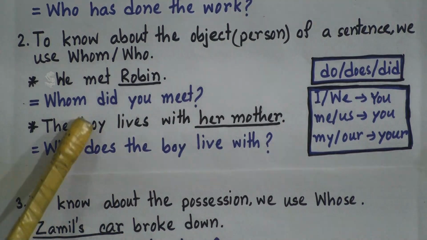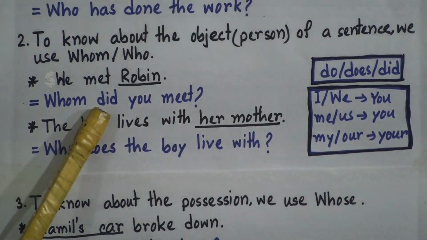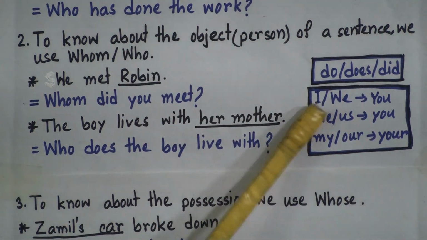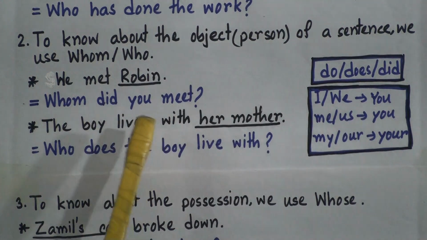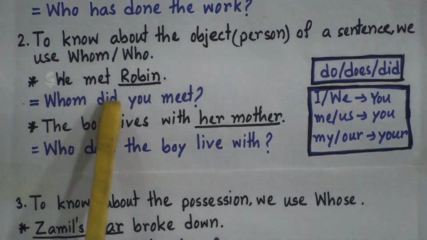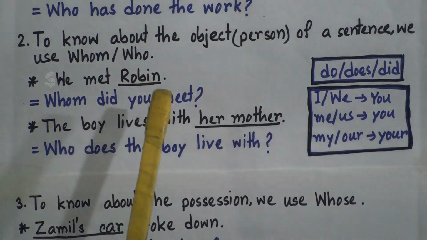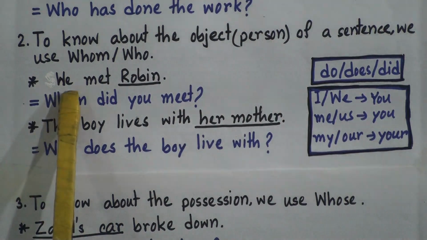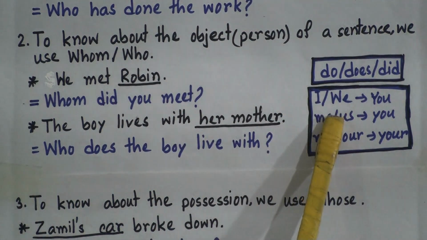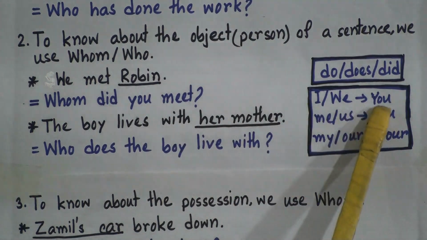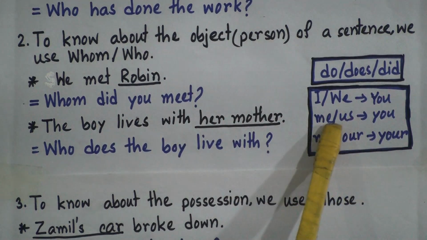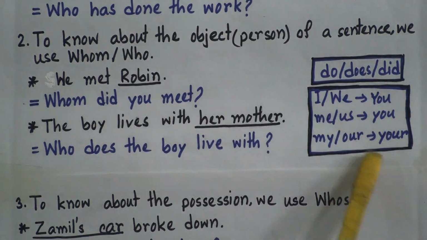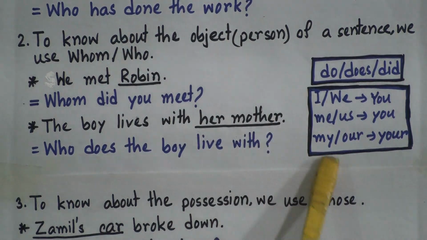Who did you meet? Now look, now we will write did. If there's no auxiliary verb, if you want to make a question, you need to add do, does or did according to the tense. So after whom we will write did. And now look, in making WH question, if you find I or we in the statement, it will be changed into you. Me or us into you. My or our will be your. Remember this one. Remember these two boxes.